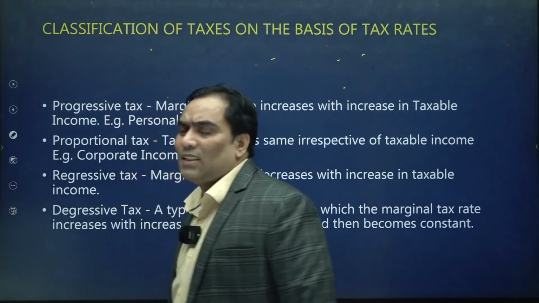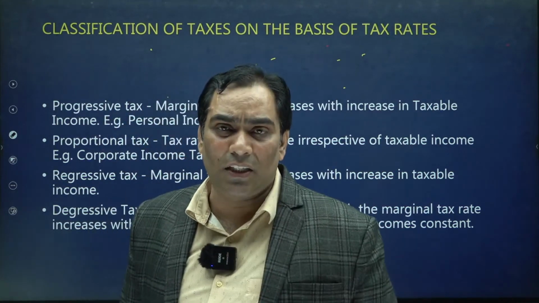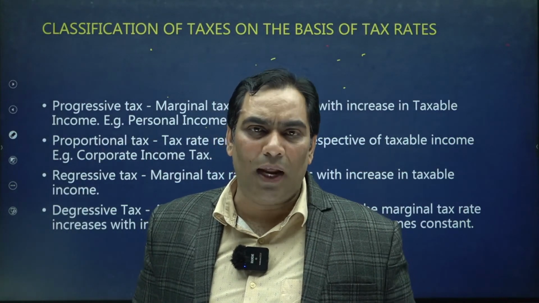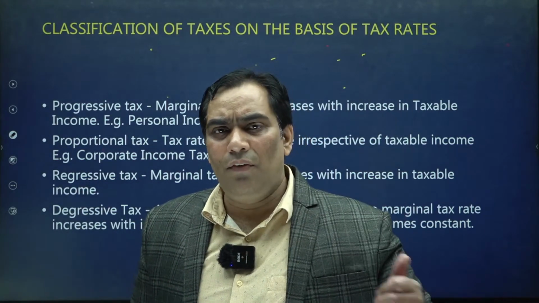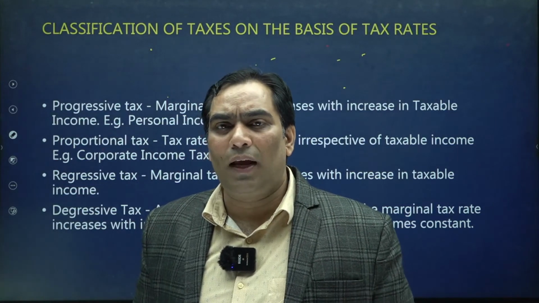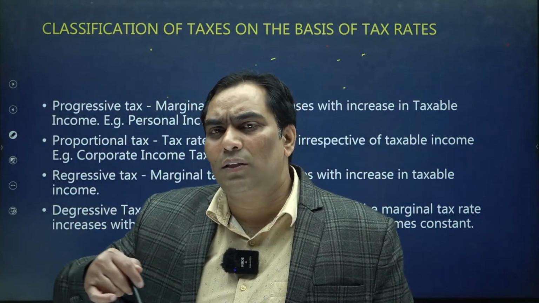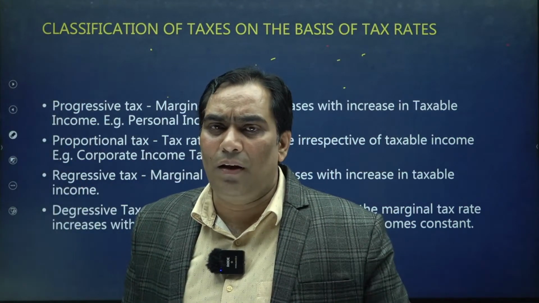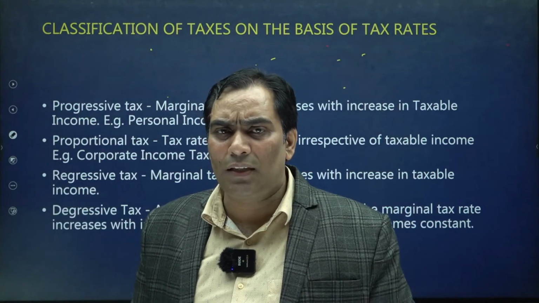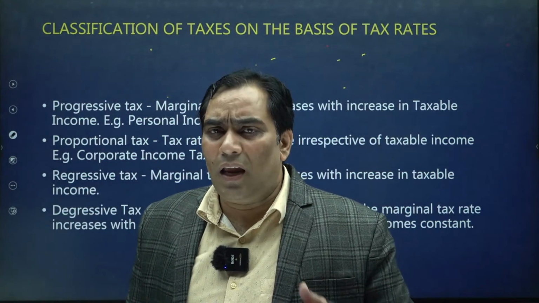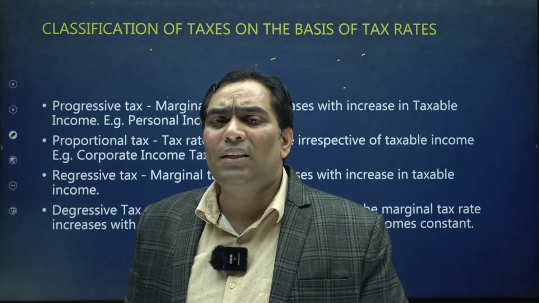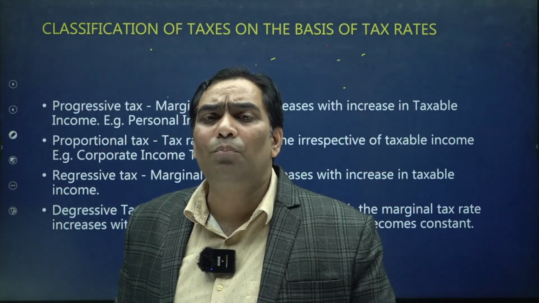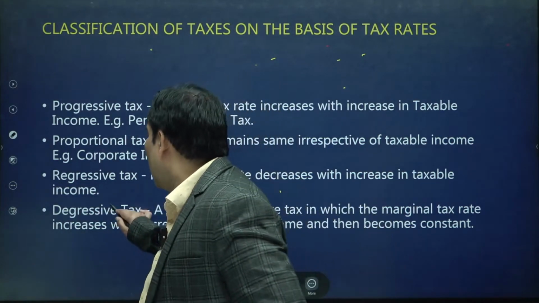So the digressive tax system is a type of progressive tax system only. But what is the difference between them? In the progressive tax system, there is a continuous increase in the marginal tax rate with the increase in taxable income. But in the digressive tax system, initially with the increase in taxable income, the marginal tax rate increases. After that, it becomes constant. That is the meaning of the digressive tax system.